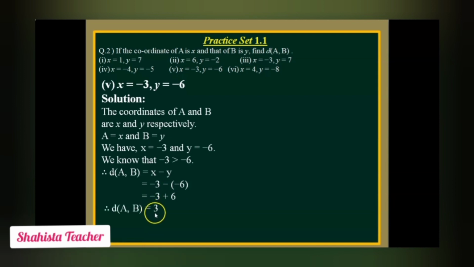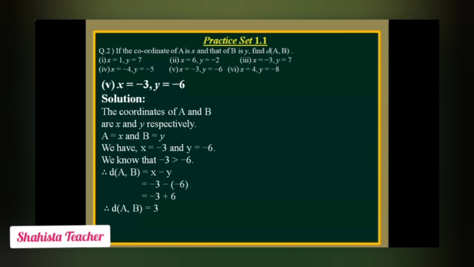So here it is positive 3. No negative sign we will put here. Why? Because this 6 is greater than -3. This 6 carries a plus sign and this 3 carries a minus sign. That means this 6 is greater than -3. So 3 is a positive number. So after calculating, distance of A comma B is 3. Is that clear? And this 3 is a positive number. Distance will always come as a positive number.